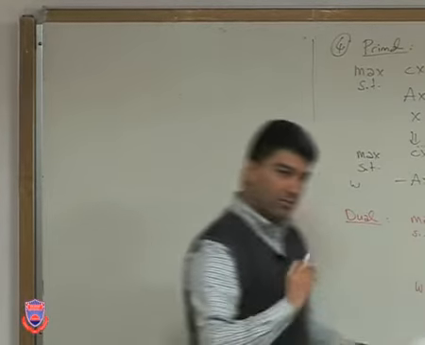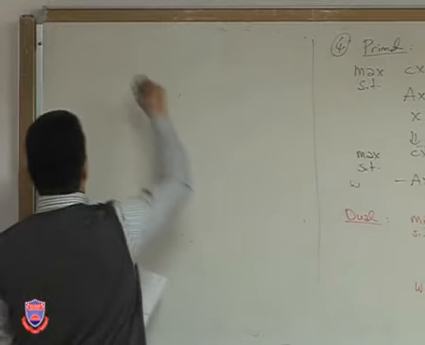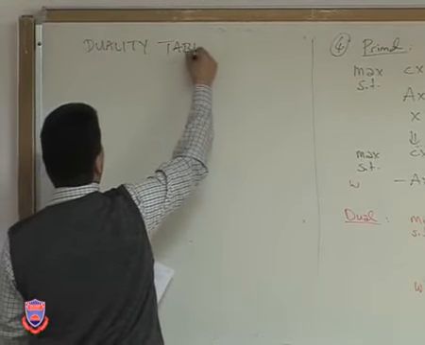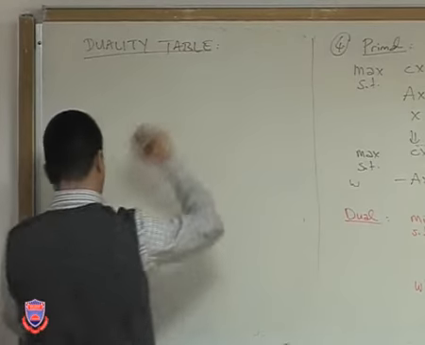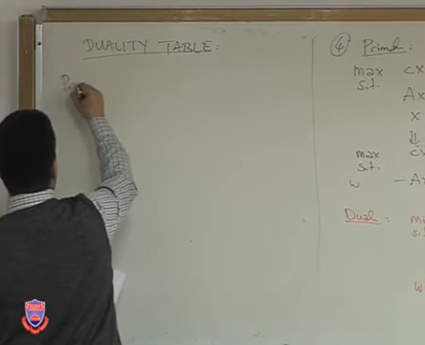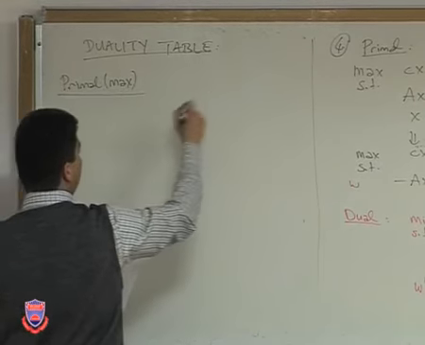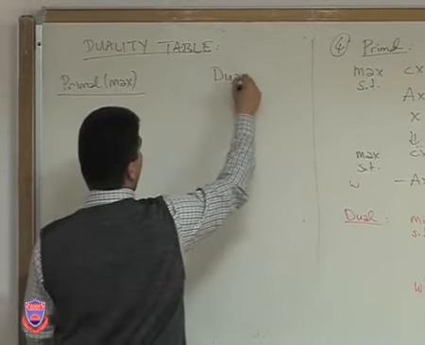So this is one of the most important tables in this course, okay? I want to assume that the primal is a maximization problem, so that the dual will be a minimization problem.